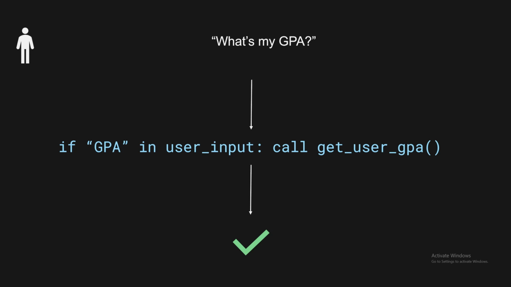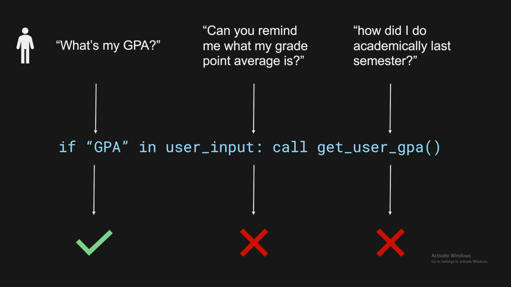This works in this case, but there's a problem. Users don't always speak in predictable ways. One user might say, "What's my GPA?" Another might say, "Can you remind me what my grade point average is?" Or even, "How did I do academically last semester?" These are all asking the same thing, but look completely different in text. Rule-based systems like if statements are too brittle for this. They'll miss anything that doesn't exactly match the rules. What we need is something more flexible, something that actually understands language.